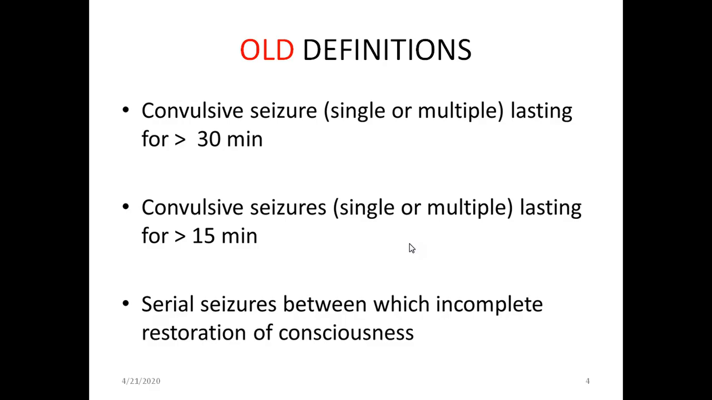Then again, instead of a single seizure or multiple seizures of prolonged duration, it was decided that a series of seizures in which there is no complete restoration of consciousness is status epilepticus. So these are the old definitions of status epilepticus: a seizure of 30 minutes duration, then revised to 15 minutes duration, or, irrespective of duration, seizures without restoration of consciousness.